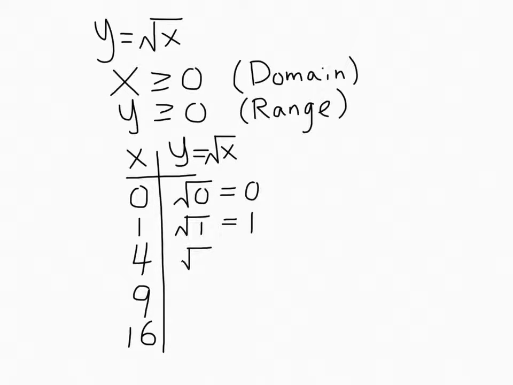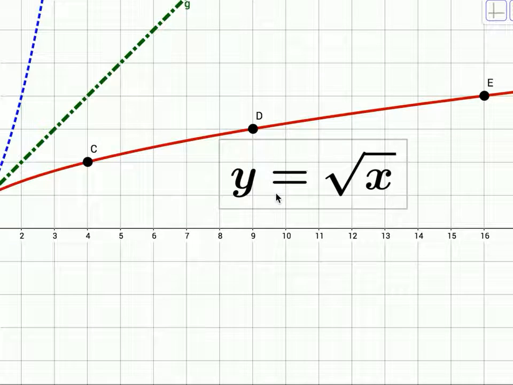What is the square root of 4? It's going to be 2. And then the square root of 9 is 3. And then the square root of 16 is 4. What does the graph of y equals the square root of x look like? We get the points from the table.